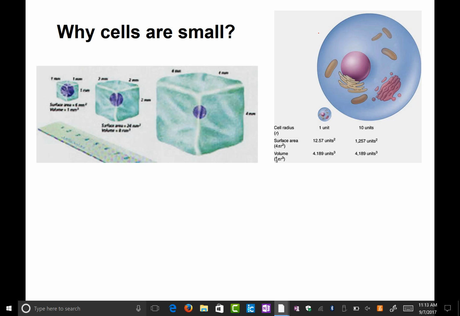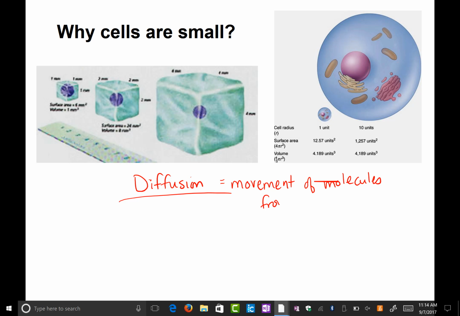All right, 3 more concepts I want to go over. Why are cells small? Cells are small because of diffusion. And diffusion is just the movement of molecules from high to low concentration.